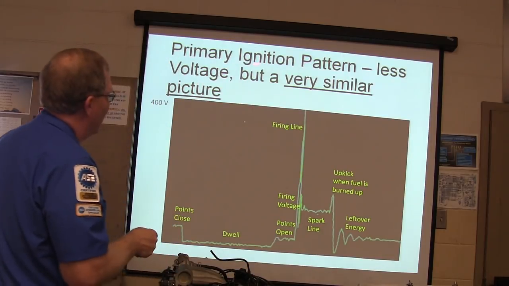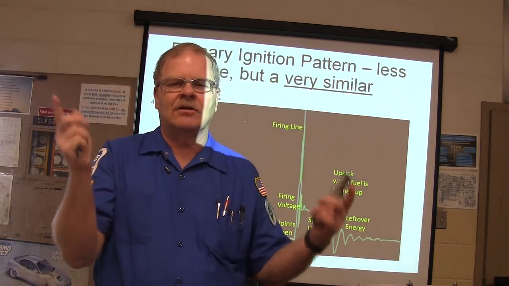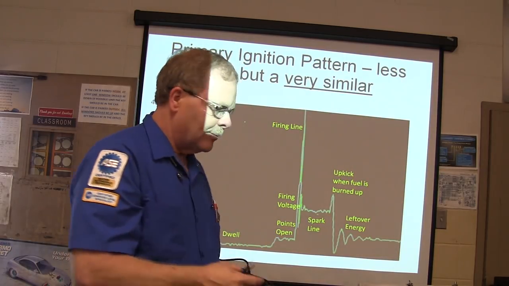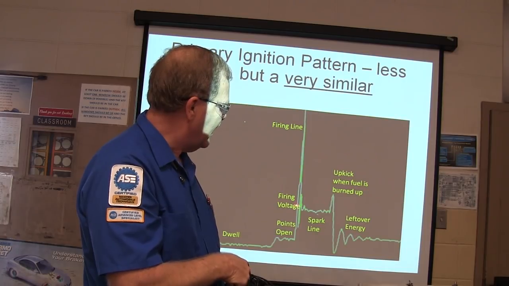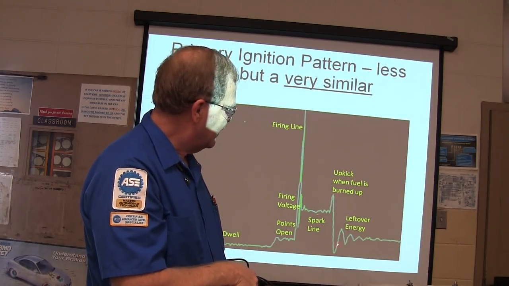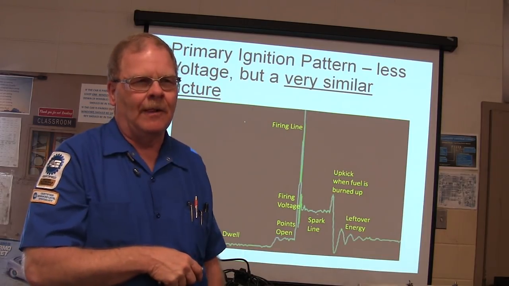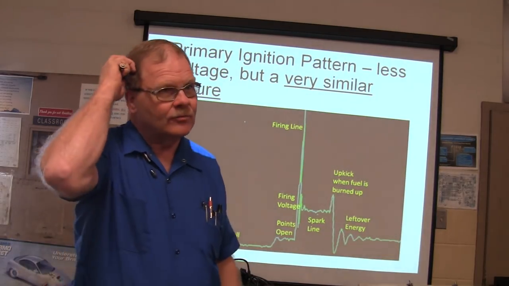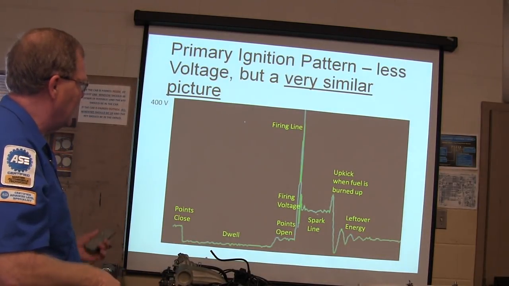This right here is the primary ignition pattern. Now the secondary is your spark plug wire where the spark's jumping. It's measured in thousands of volts. The primary looks almost just like it. It's a little different, but you can tell the same thing. You notice it's got an upkick, leftover energy, spark line, firing voltage, but you're looking at about 400 volts instead of 10 or 12,000 volts. Points closed, dwell is here, points open here.